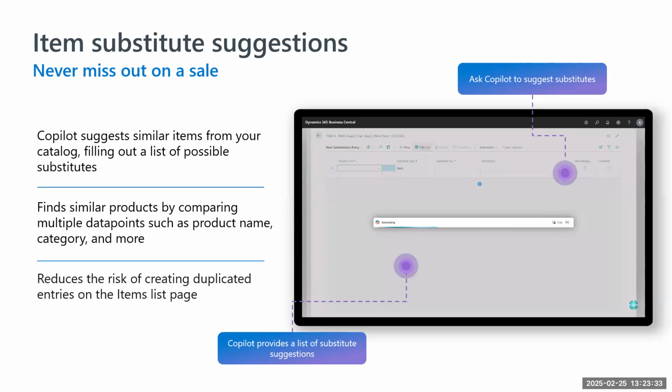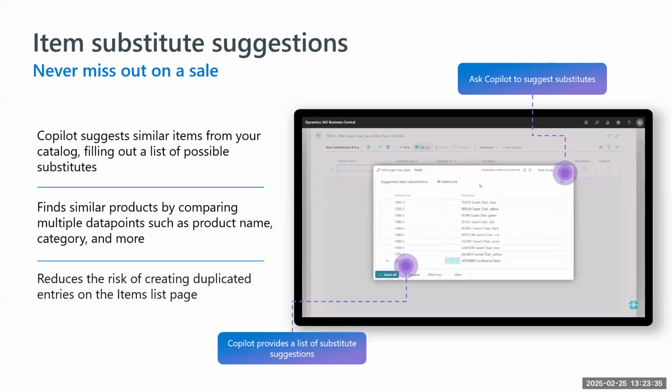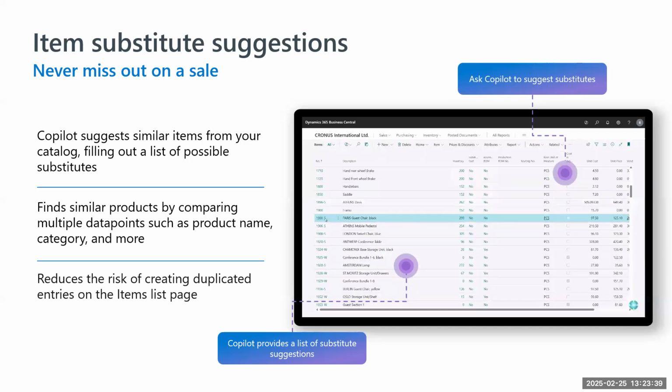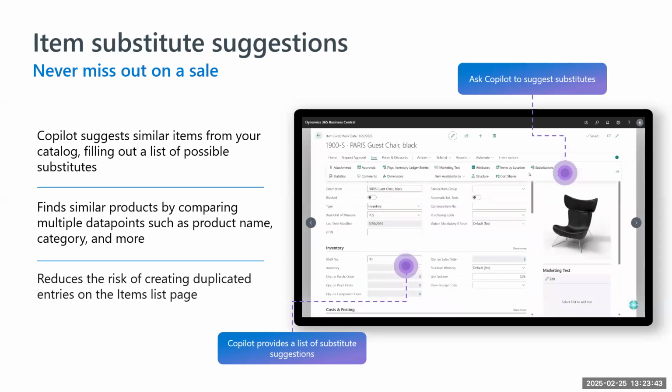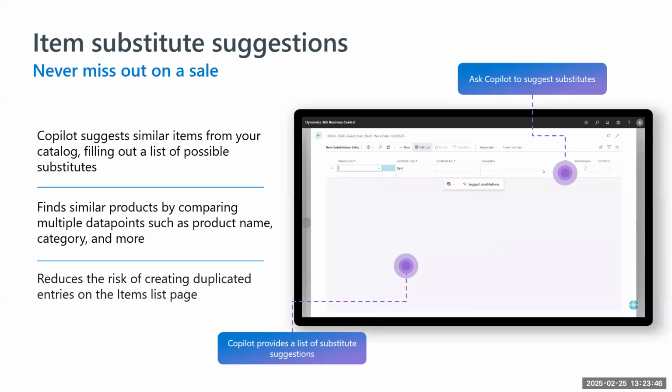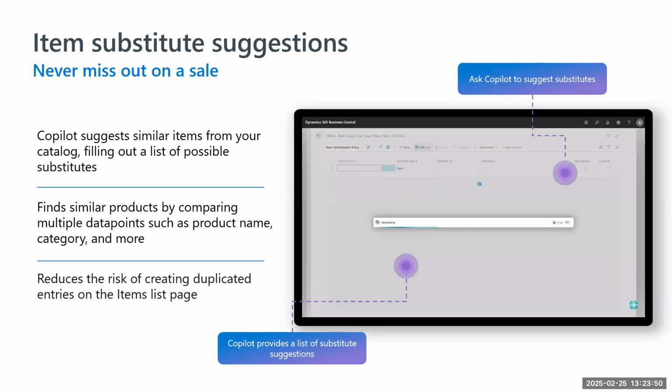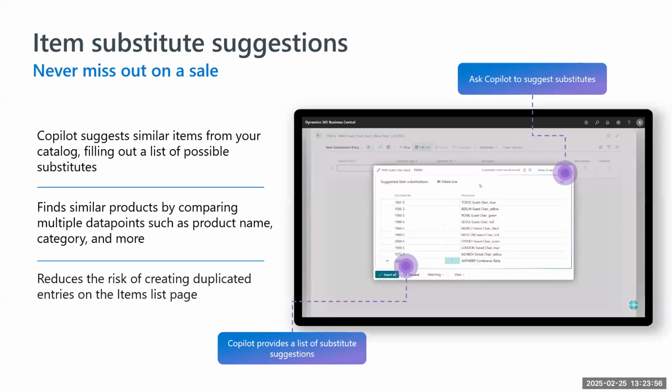So you can go to the item card ahead of time, turn on this Copilot feature, and just tell Copilot that you want to generate a list of substitutions. We'll look at the item, look at all of those attributes, and find all the similar items that can be used if you're running out of one particular item. Okay, so those are all the things that we currently have inside of Business Central.